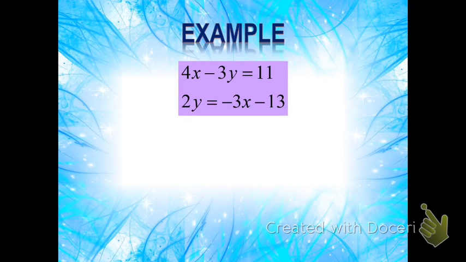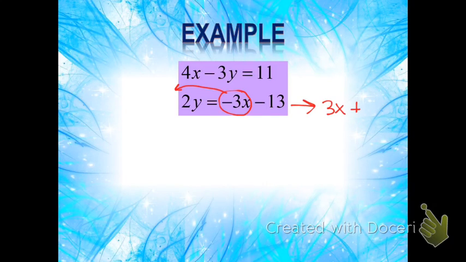Next, let's look at another example that's slightly more difficult than the last one. In this case, we do have to rearrange our equations because the first one's written in standard form, but the second one is not. For the second equation to be written in standard form, the x term has to go to the other side of the equation, which we'll do by adding 3x to both sides to create an equivalent equation.